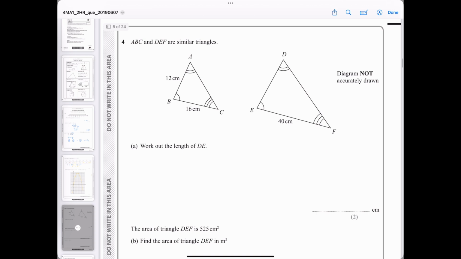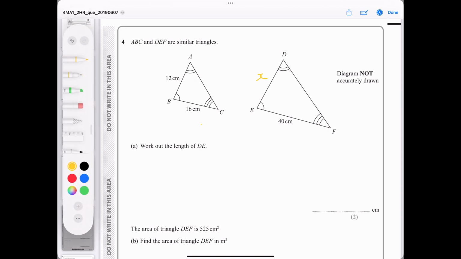I'll try and do this. So these are similar triangles. We're going to try and work out this length here, that's x. So firstly, how do we get from 16 to 40? And we can't add 24. So anything that's proportional has to be divide or times.